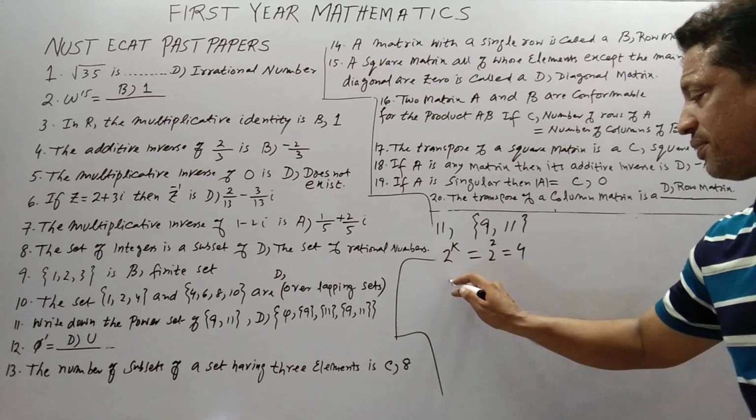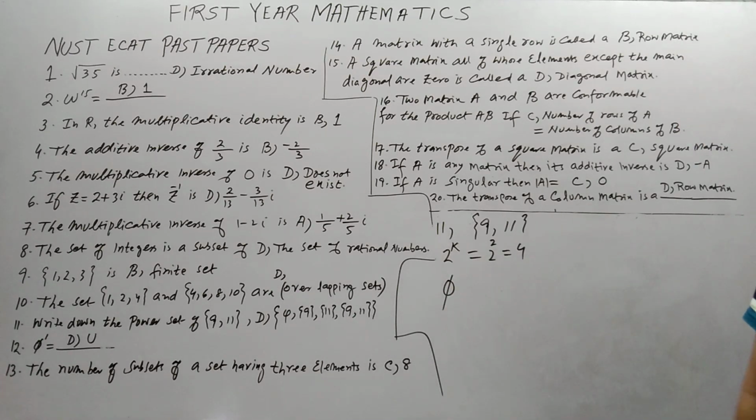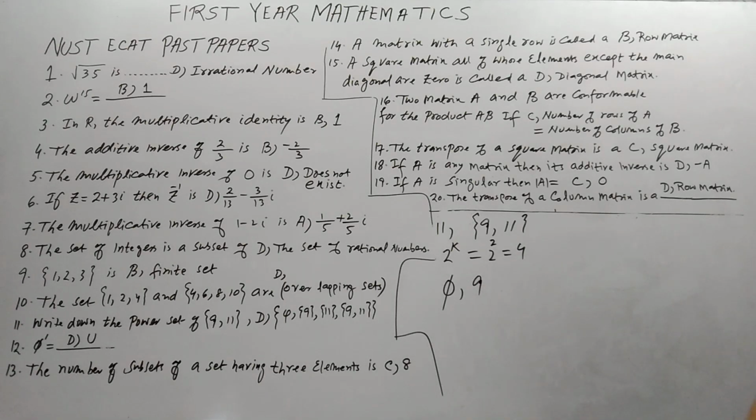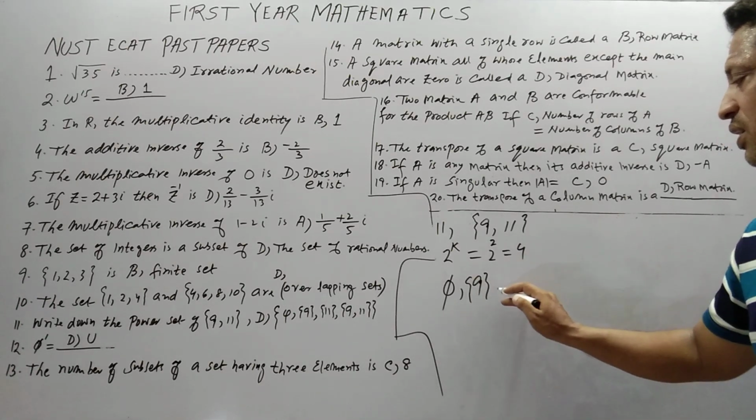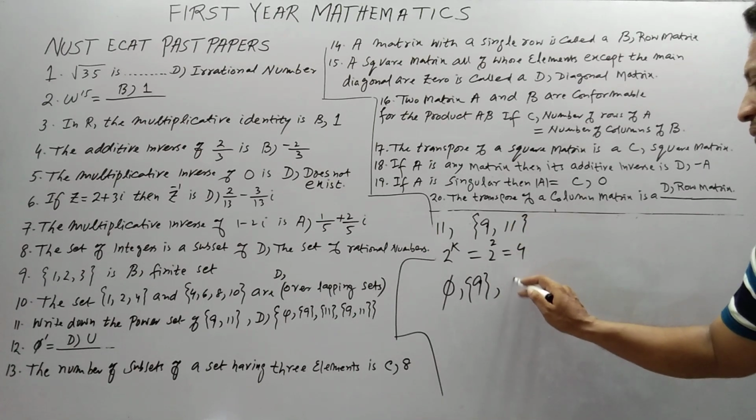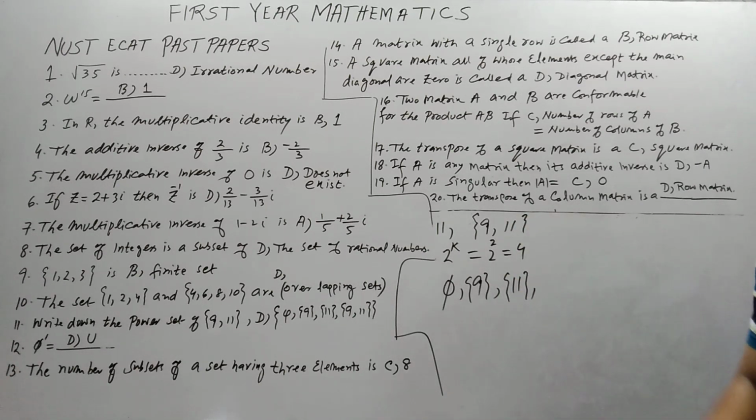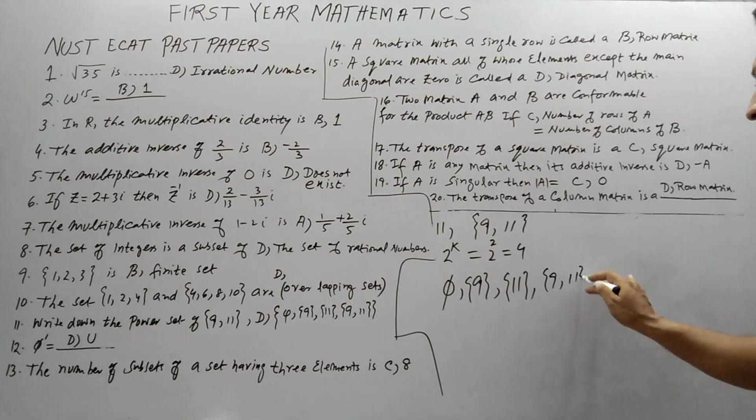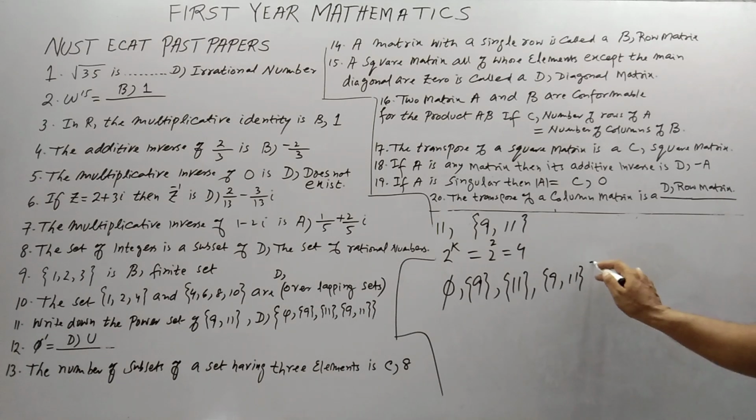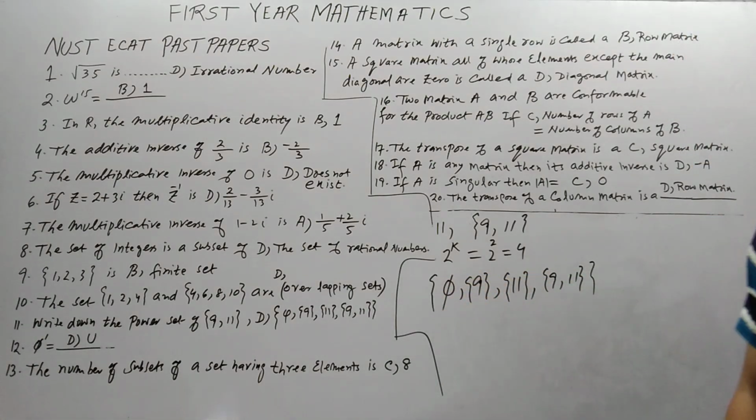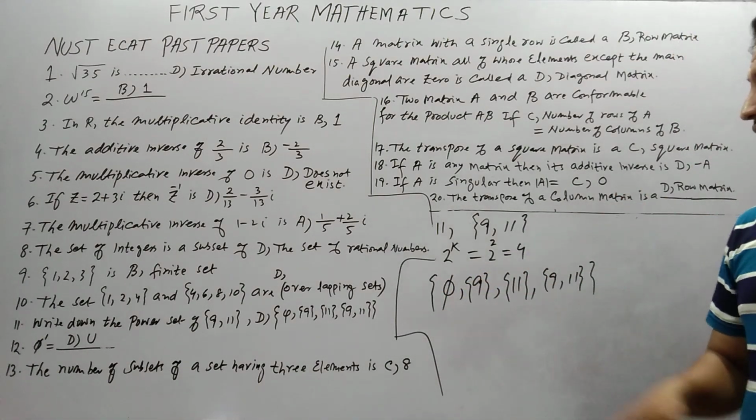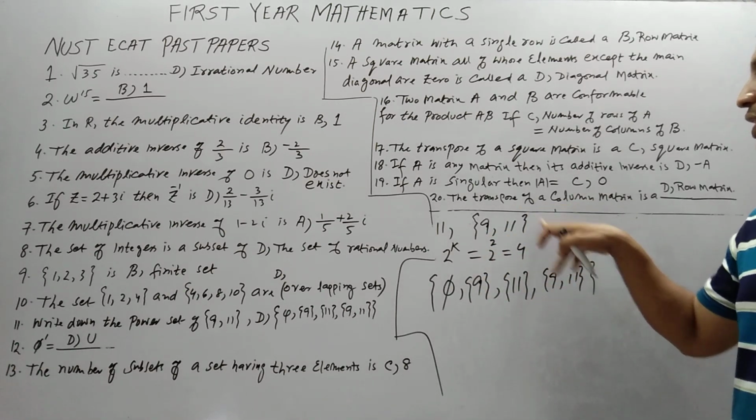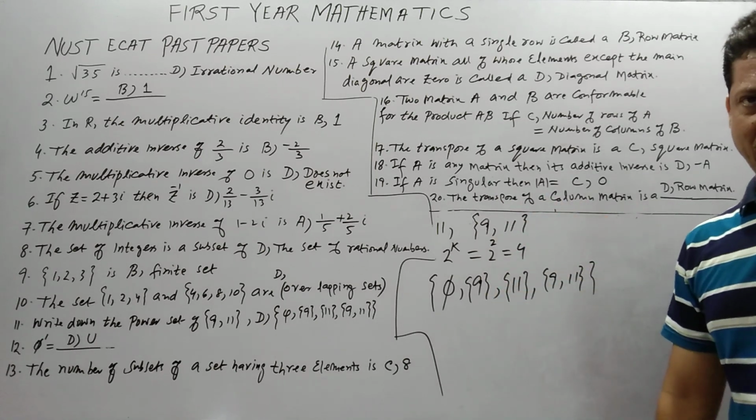The first set should be a null set. The second set should be the first element. The second one is the second element. And the fourth one is 9, 11. Okay. So these are 4 power sets. First should be a null set. Second is first element. Third is second element. And fourth is the whole set itself.